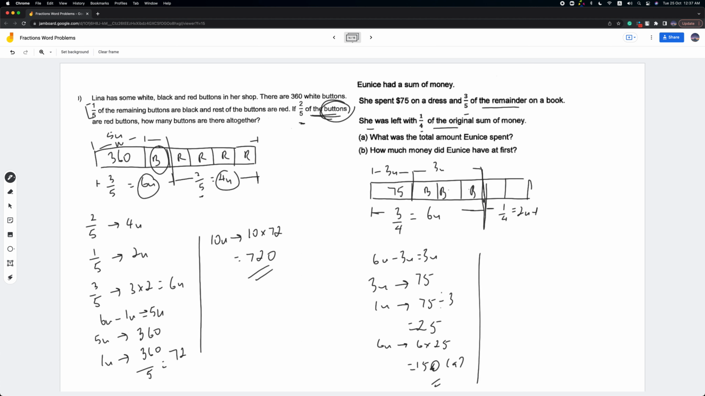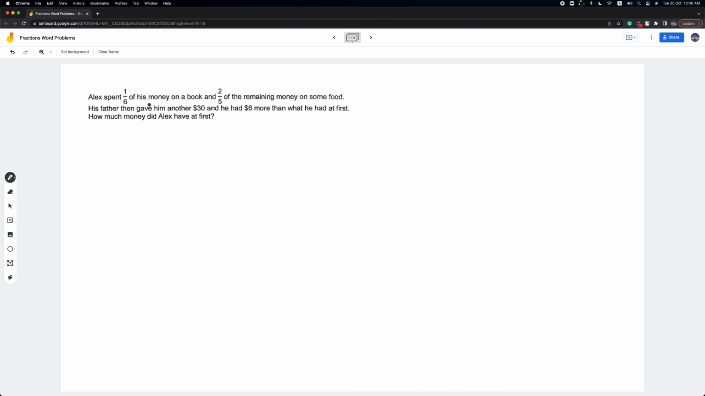For B, how much did she have at first? Altogether, she has 6 plus 2, 8 units. 8 units is 8 times 25. Okay, let's do the working. That will give us 200. So this is for B. Okay, so this kind of question is not very common, but yes, they do test this in exam.